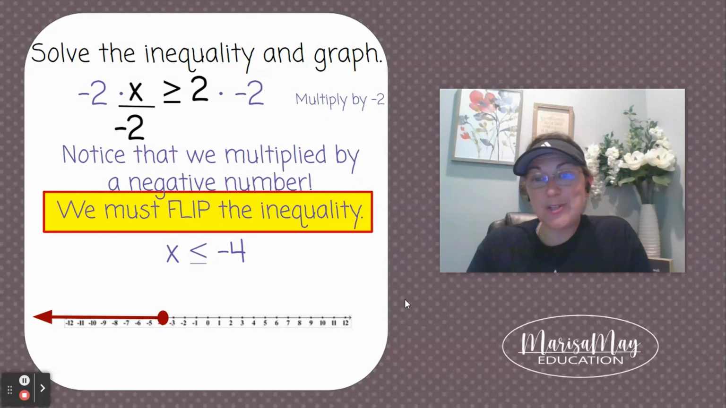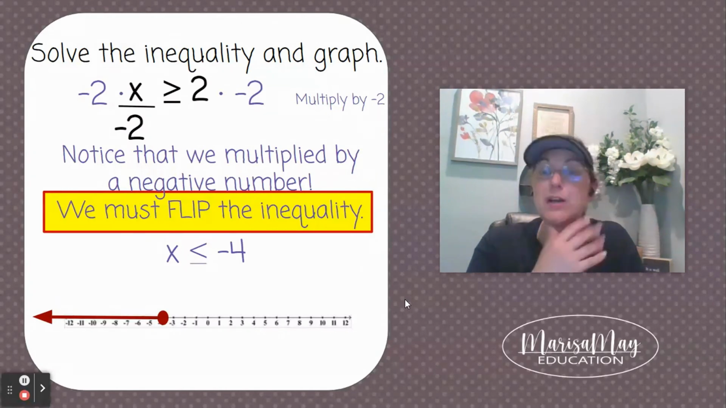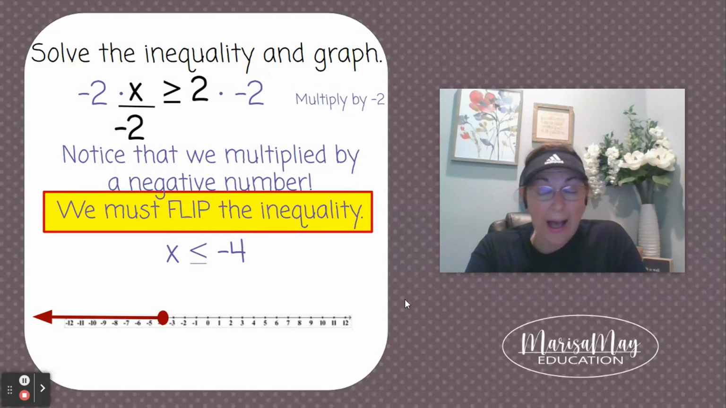So I hope this helps you with your concepts this week as you're solving equations and inequalities. Be sure to look for that variable and ask yourself what's happening to the variable, and then you'll know to do the opposite in order to get the variable all by itself.